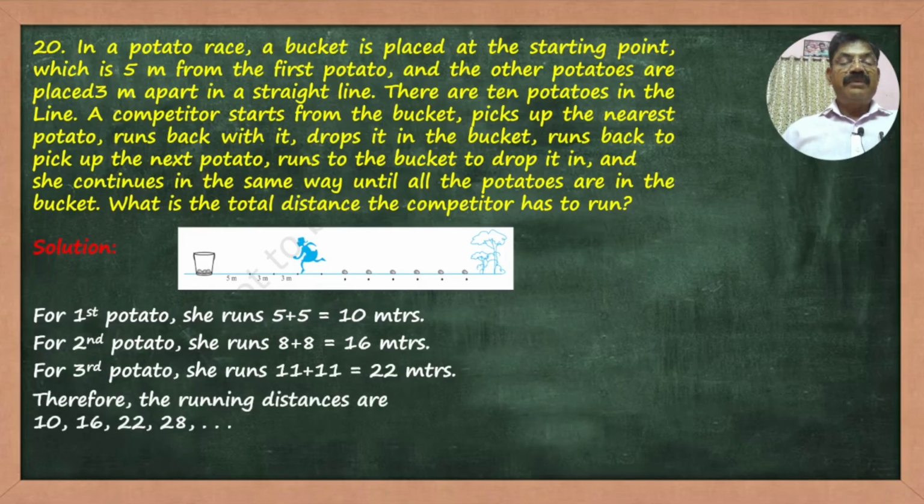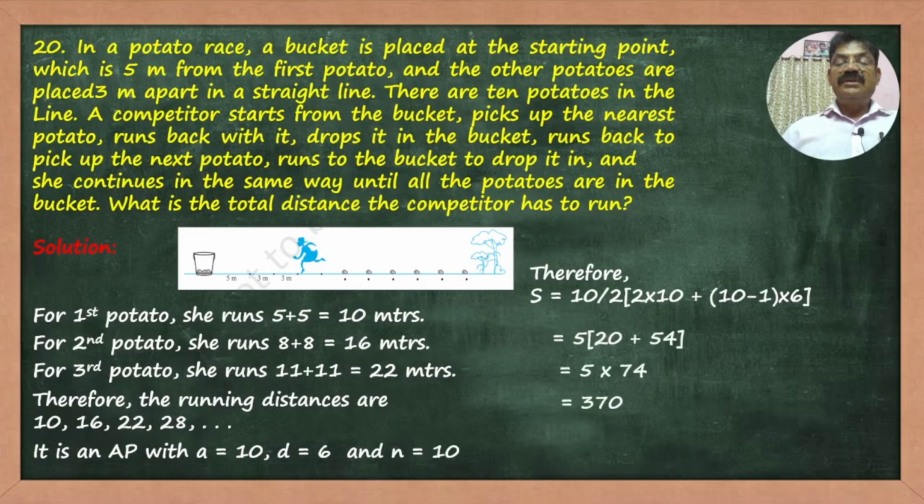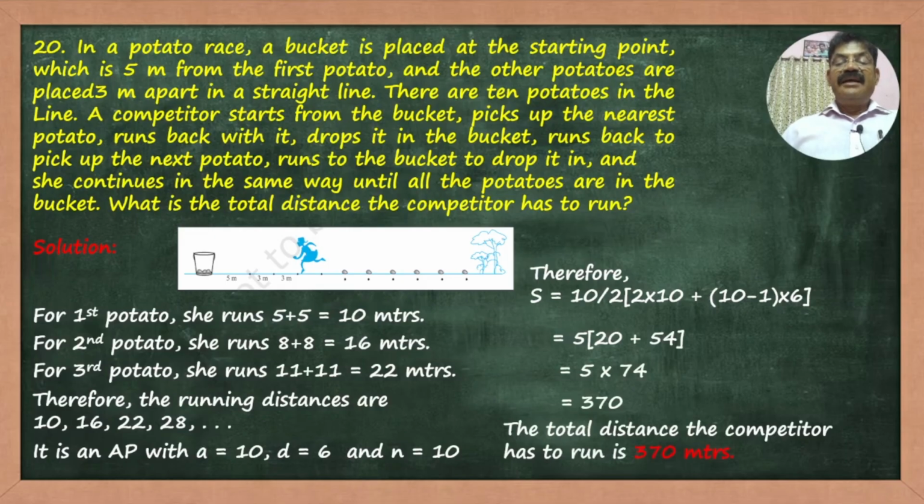Clearly, it is an arithmetic progression with a equal to 10, d equal to 6. It is very clear. Now, sum of all these numbers will give you the total distance covered by her. Okay. So, S_10 is equal to 10 by 2 into (2a plus (10 minus 1) into d). So, when you substitute those values, you get S is equal to 370. Therefore, the distance covered by the little girl is 370 meters.